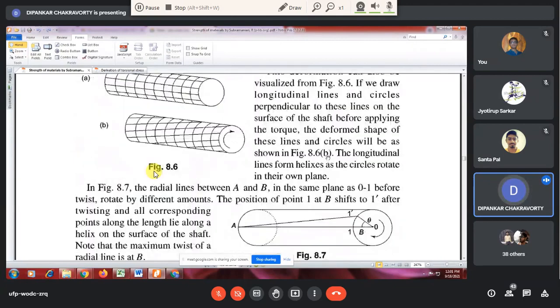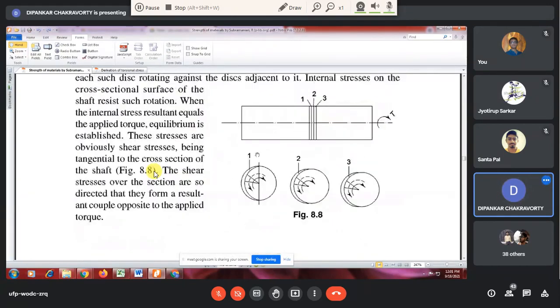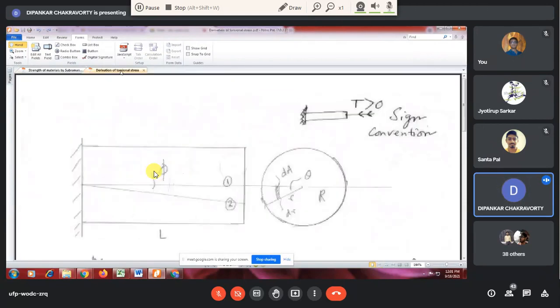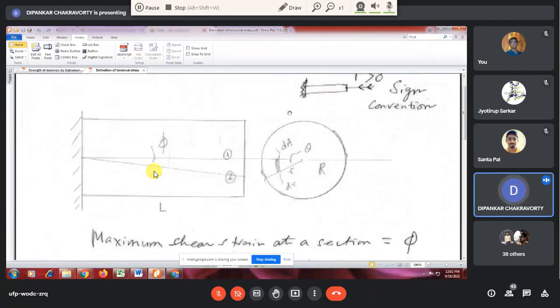Now, if you really come to the derivations related to torsion, I will just give you a simple example, because the derivation in the book is given in a bit complicated way. So it's better that you look to my notes. See, you take a shaft which is fixed here and which is free here. And when you apply a torsion, the line 1 comes to the line 2 along the periphery. And therefore the shear strain is phi, because you know shear strain is nothing but the angular distortion.